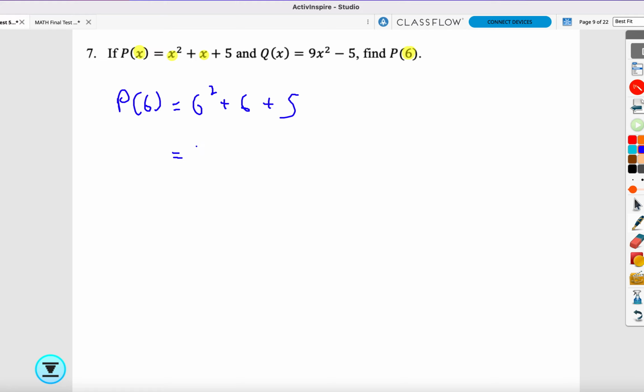Use PEMDAS. 6 squared is 36. Bring down everything else. Add and subtract from left to right. So then we get 42 plus 5, which is just 47, and we're done.